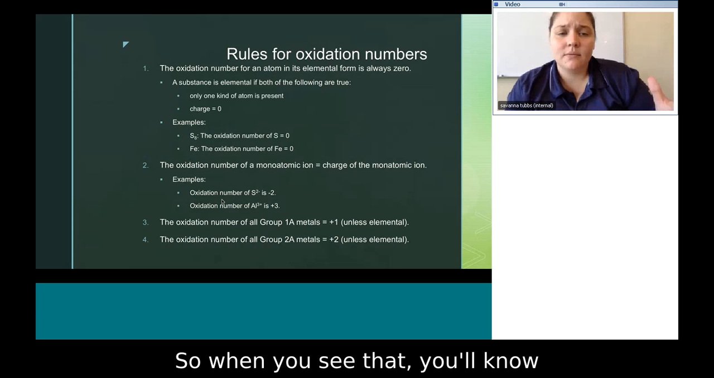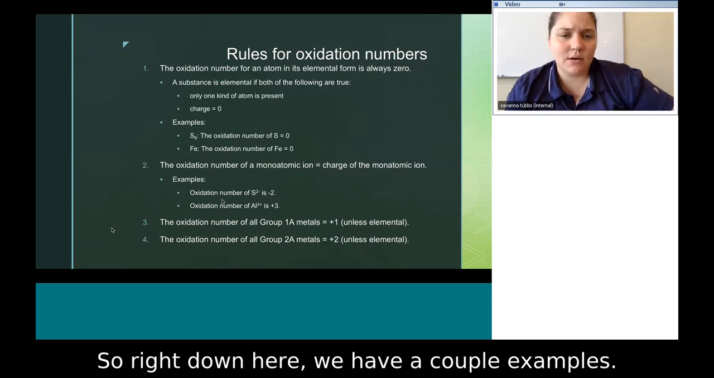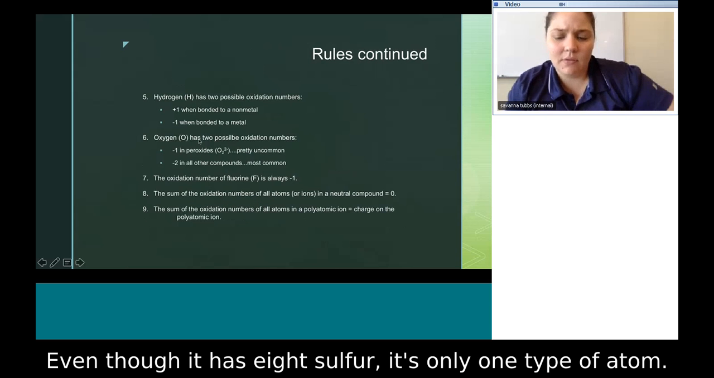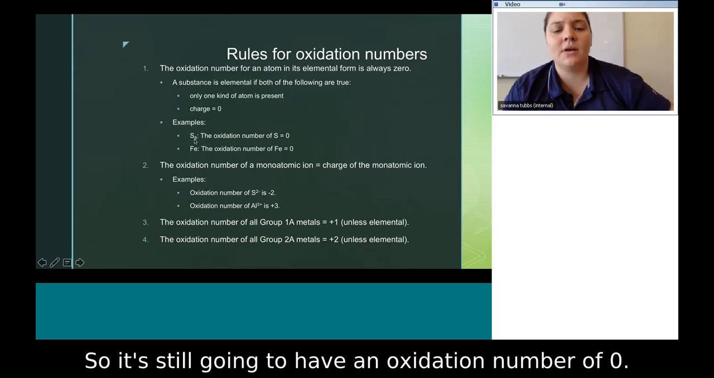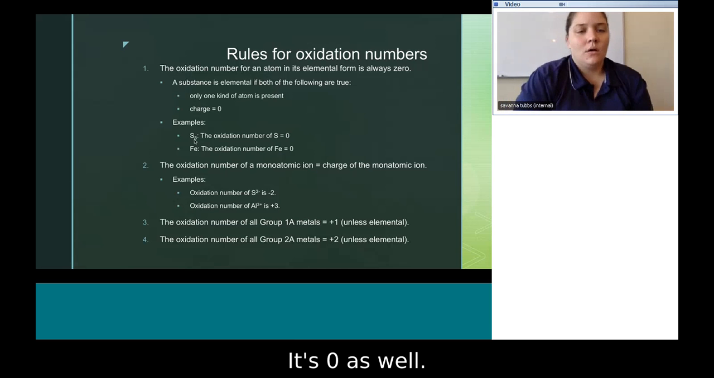So when you see that, you'll know that it has to have an oxidation number of 0. Right down here we have a couple examples. You sometimes see S8. Even though it has 8 sulfur atoms, it's only one type of atom, so it's still going to have an oxidation number of 0. Fe, there's only one, it's 0 as well.